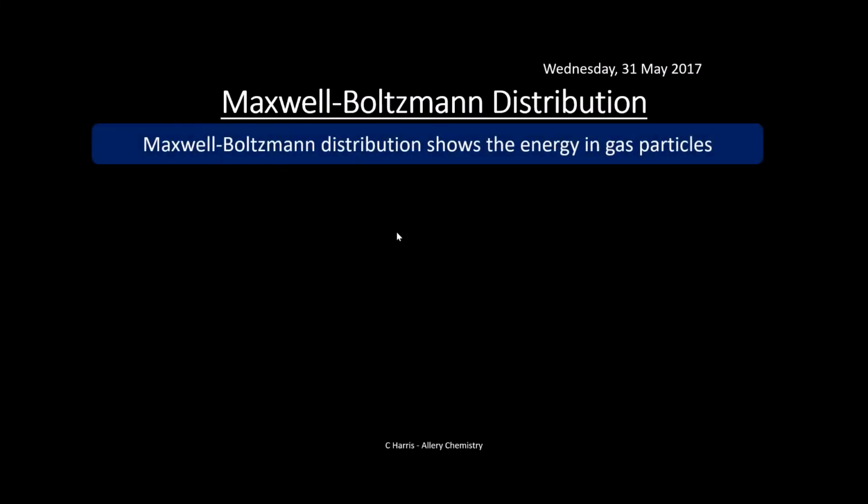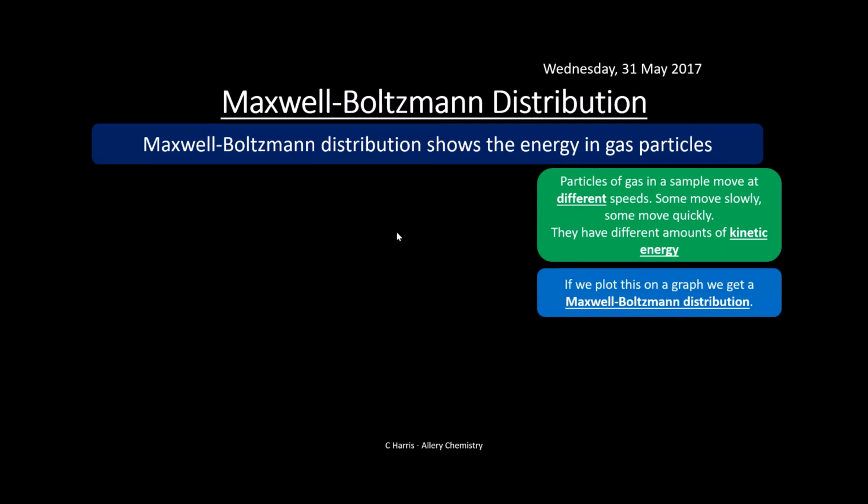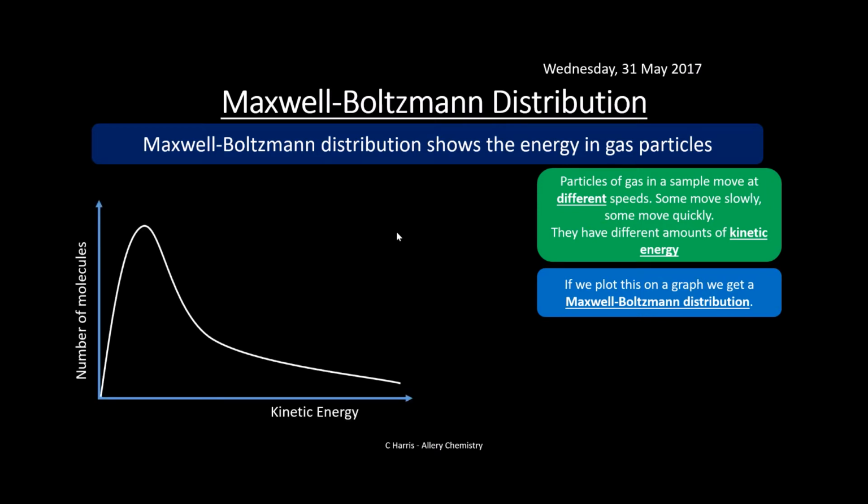Now we're going to look at something called the Maxwell-Boltzmann Distribution. Now you've got to be really careful with the different parts of this graph. Basically what it shows you is the energy in gas particles. Okay, so let's say we've got a sample, we've got a box, we've got particles in that box. They're all moving at different speeds. Okay, they don't all have the same speed. Some are slow, some are quick. And they have different amounts of kinetic energy. That's moving energy. Now we can plot this on a graph. We get something called a Maxwell-Boltzmann distribution. So let's have a look at it here. We've got the number of molecules going up and kinetic energy going along the side.